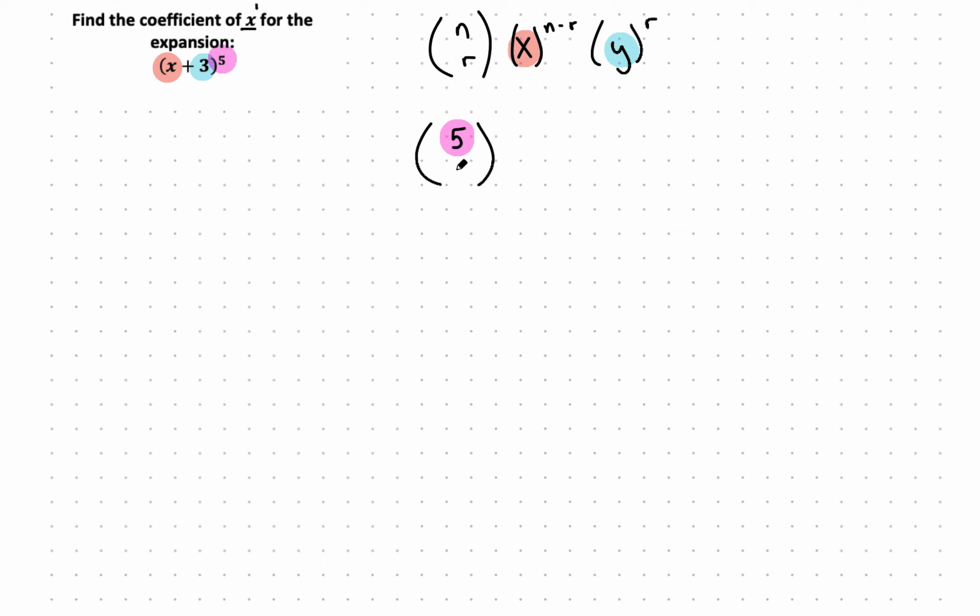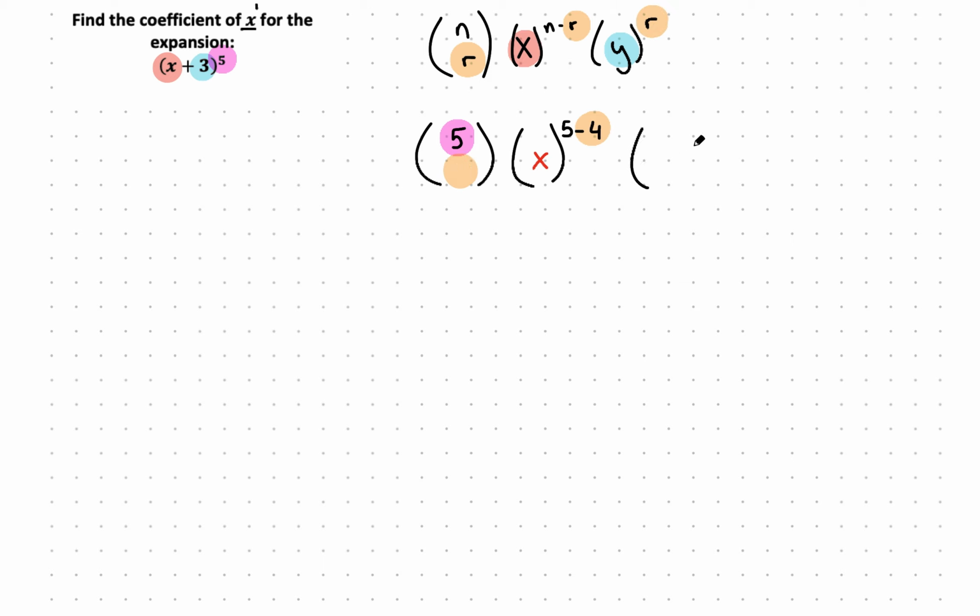I'm then going to leave that blank for a second while I fill in the rest. My x in the formula matches up with the x that I have here in the question, so I'm going to put my x here. It's to the power of n, which is going to be 5. Now, minus r. What do I have to take off 5 to be left with x to the power of 1? I have to take away 4, don't I? So if that's 4, that's in the place of the r. So where else does the r go? The r goes here. And the r will also go here.